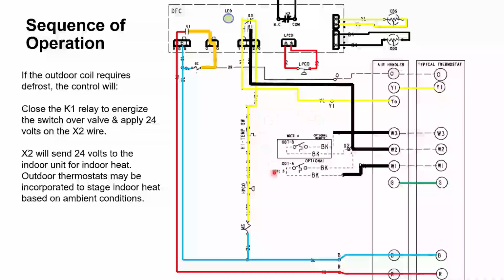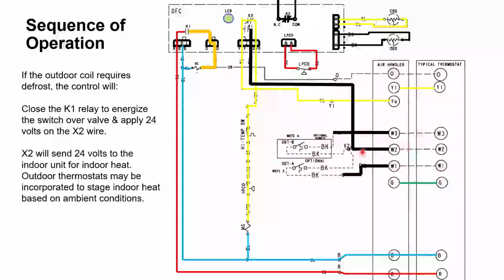Okay. Now this is showing some optional outdoor temp sensors. Most people don't do that around here, but you could do that if you wanted electric heat to fire based on outdoor temp. Not a lot of people do that. Those are extra outdoor sensors. I see it very rarely. But you might see those on systems that were installed in the 70s, 80s, really old systems. But today, most people don't do it.